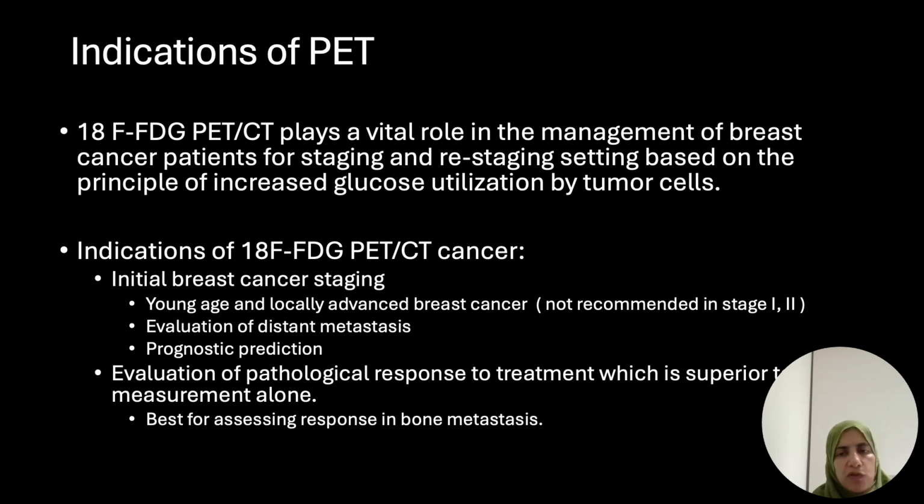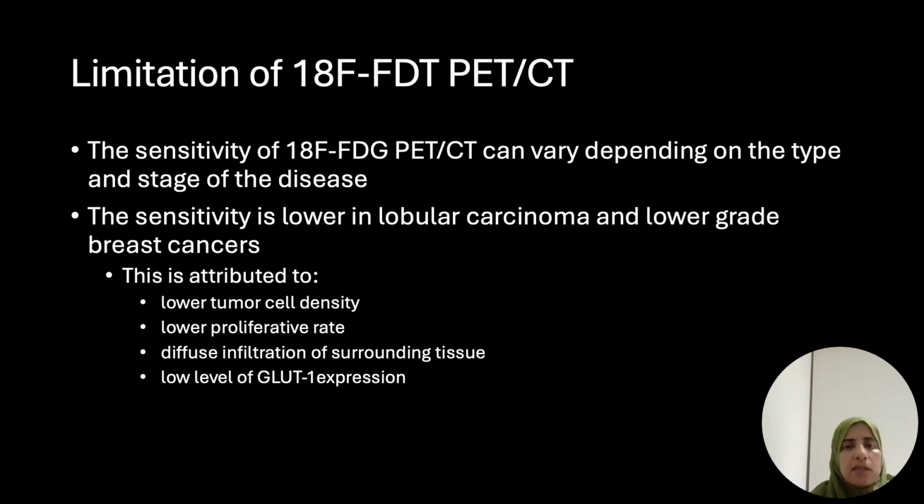It's not really recommended for stage 1 and stage 2. Whenever we have cases with positive nodes, especially with internal mammary nodes, we recommend doing PET-CT scan. In patients who come with or are known to have metastases on cross-sectional imaging, we take a baseline PET-CT scan because we will be using it for restaging as well. And it really helps for prognostic prediction as well. It evaluates the pathological response in such patients. It's very superior to size measurements when you look at the other cross-sectional imaging. It's the best for assessing the response of bone metastases.